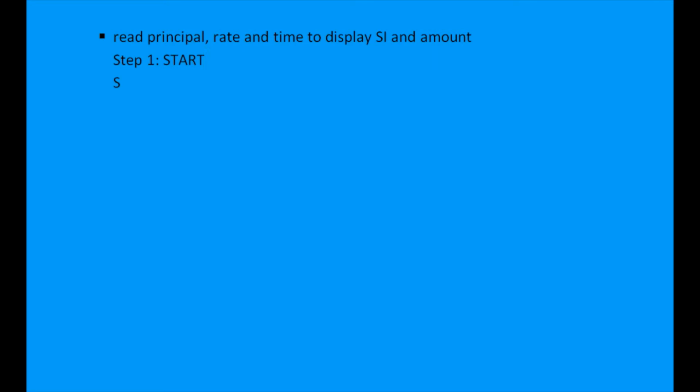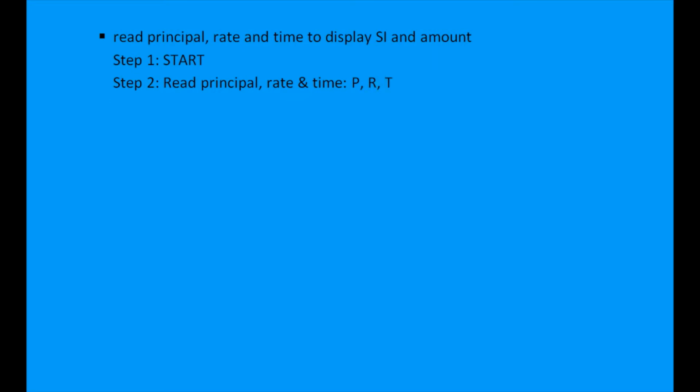Okay, so step 1 will go here, start. Now the next one is step 2, which would be reading the principal. Read principal, rate and time as p, t, r. Okay, so this one shows an error just because of this.